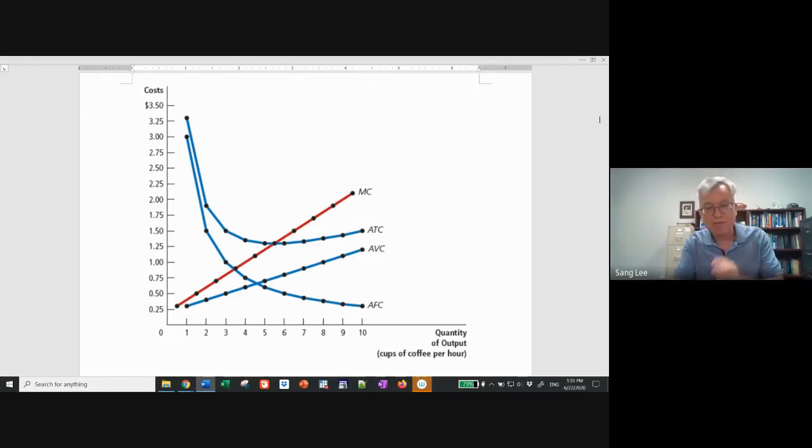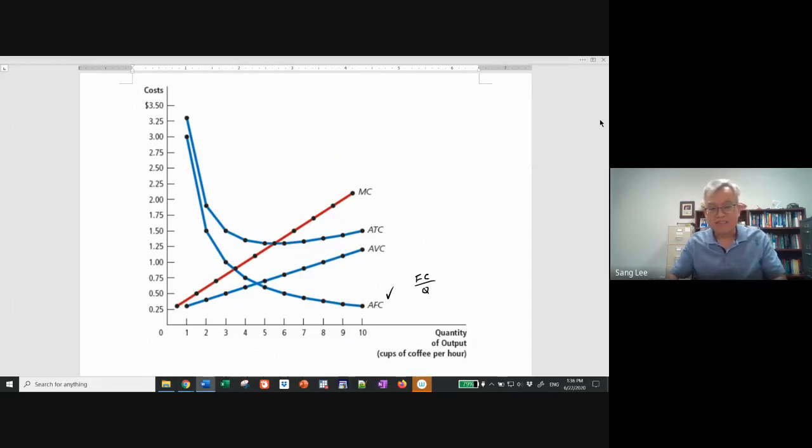Okay, but keep in mind that the shape of each cost curve you see in this figure is not necessarily always true. But what's always true here is the average fixed cost curve. Because you divide the same fixed cost by increasing quantity, so as output increases, can average fixed cost rise? Never. It only declines. Okay.